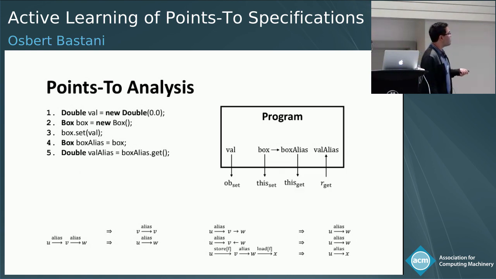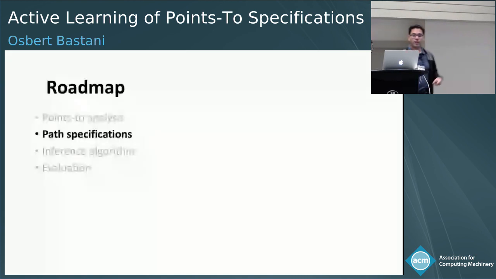And in this setting, we can still see the variables in the library interface because these variables appear in the program. What's missing are the relationships between these variables. So when we run our PointsTo analysis without specifications, we can still deduce that box and box alias are aliased, and similarly that the receiver of set and the receiver of get are aliased, but then we get stuck. So what we need are specifications that summarize the behavior of the library code.